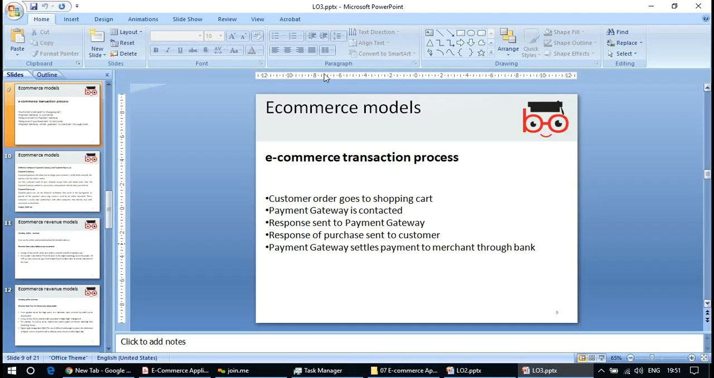Okay. And if anything goes wrong, if the payment did not succeed, then if no payment, then no entertainment. Yeah. Okay.